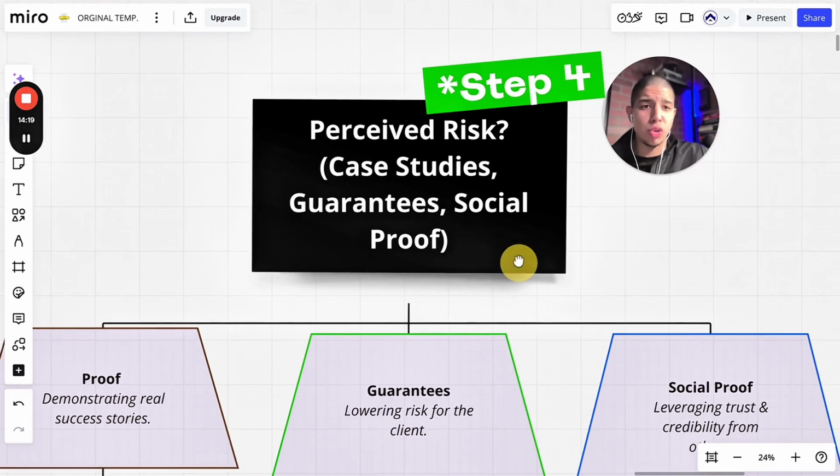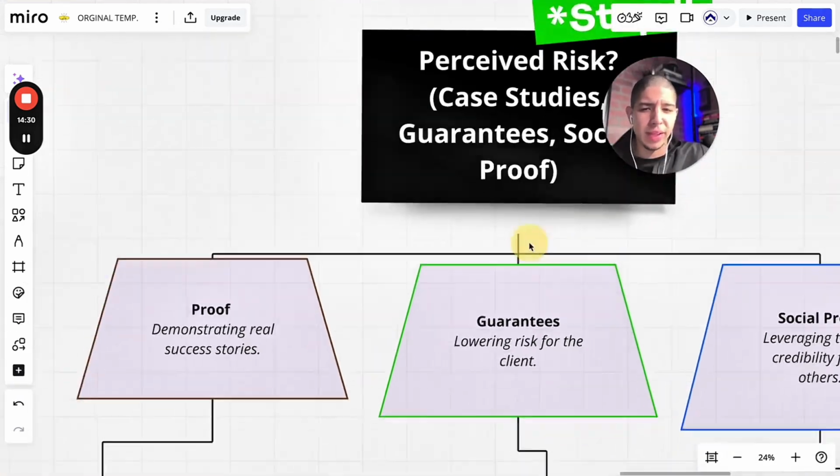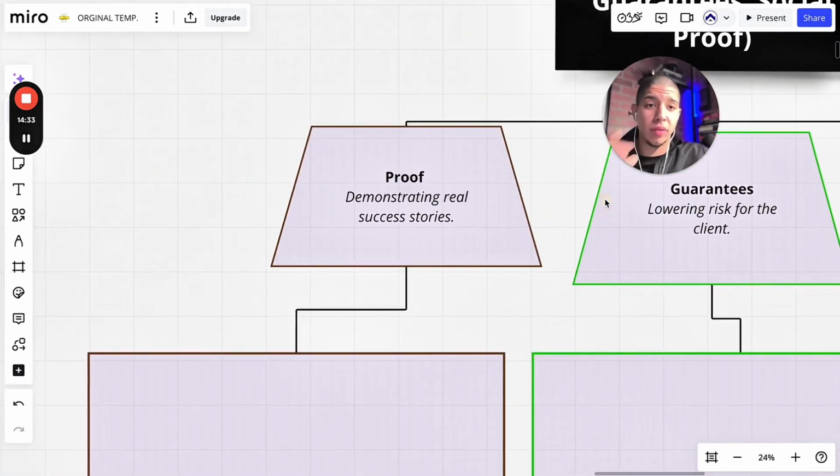Now, number 4, perceived risk. Case studies, guarantees, social proof. This is how you're going to mitigate risk. That little devil that sits on their left shoulder saying, oh, but that's risky because remember Janet, she, blah, blah, blah. This is how you eliminate that within the actual market of the homeowners.